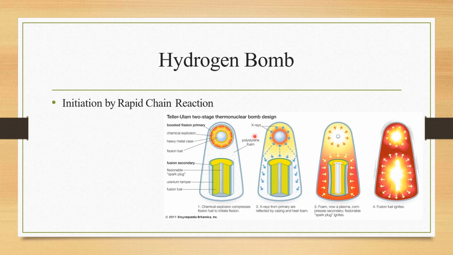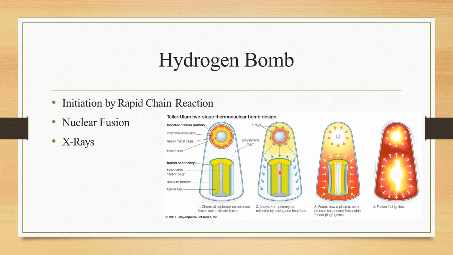This gives rise to a lot of X-rays which are released as a form of energy, and this starts forming a plasma in the polystyrene foam, which is a kind of covering to both the fission and the fusion reactors. And there is obviously a casing which ensures that the X-rays are reflected internally, and this is basically the fusion fuel with a fission spark plug.